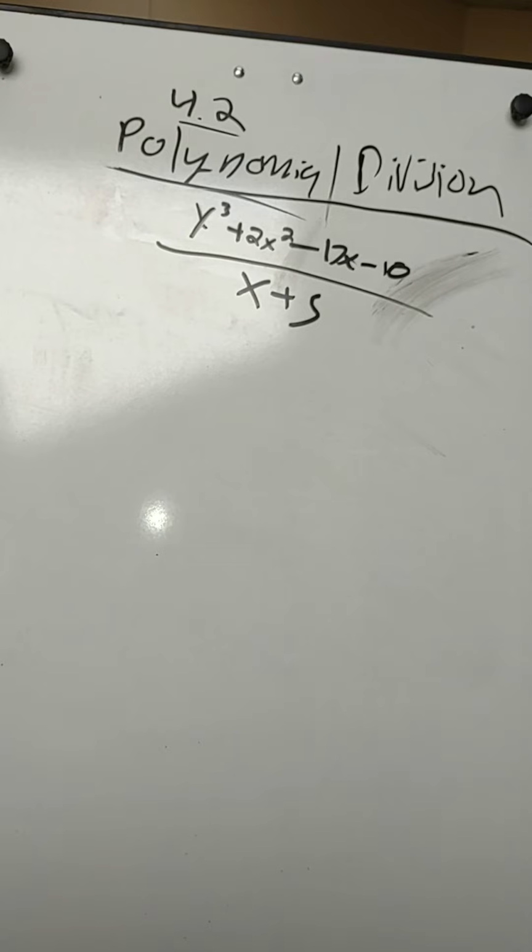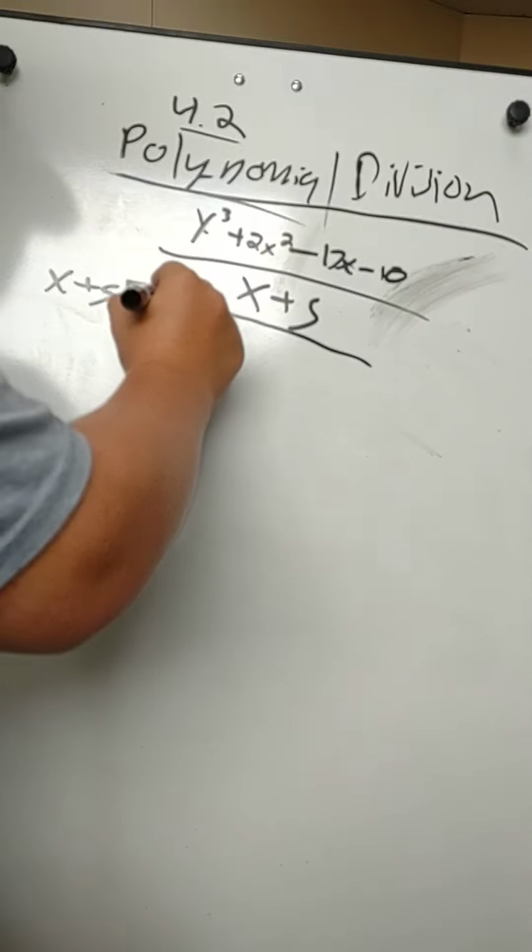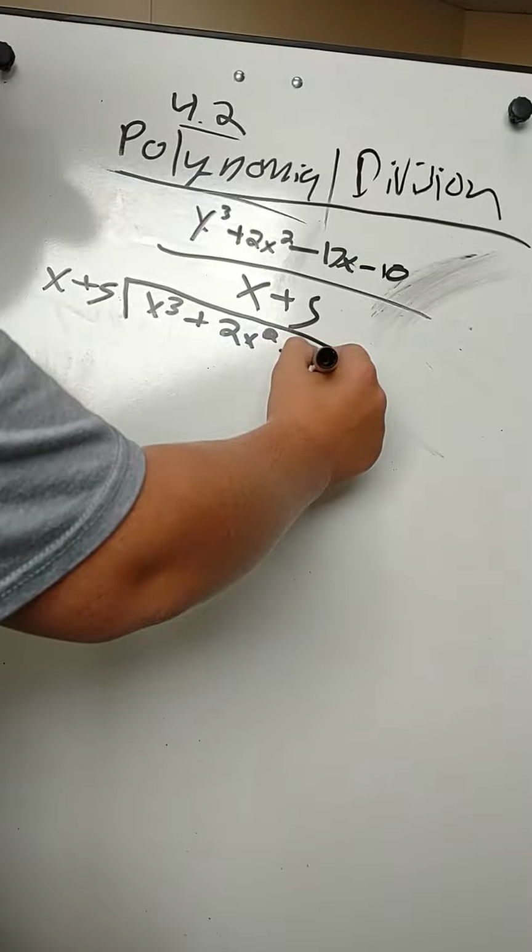So here we have x cubed plus 2x squared minus 17x minus 10 divided by x plus 5. And even though you could do it synthetically, let's try doing it the long way first just to get more practice. So x plus 5. And then do we need to put a placeholder in? No, we do not. So x cubed plus 2x squared minus 17x minus 10.